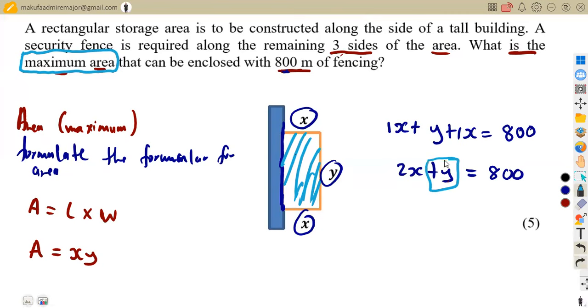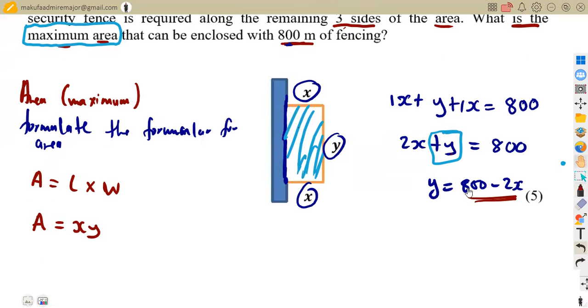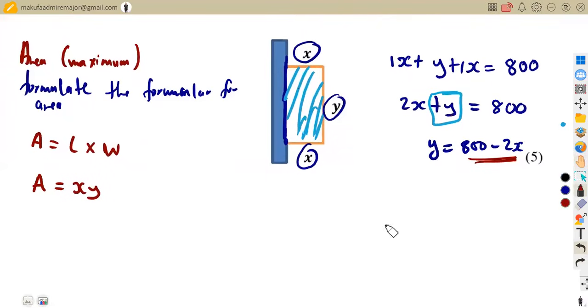So instead of avoiding working, yes, you can do that. I'm not saying it's bad, but just try to avoid it. So you can simply make y the subject, meaning to say y is going to be equal to 800 minus 2x. We now have an equation representing y in terms of x, so that we can rewrite our area in terms of x.